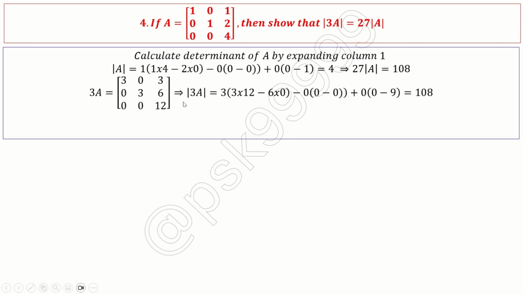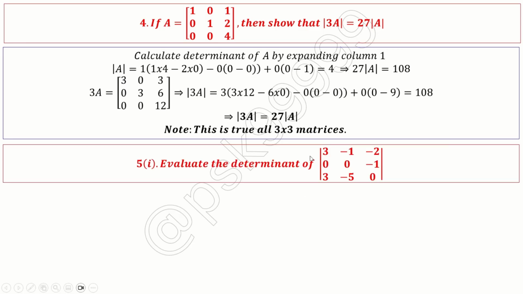3A is this value, and again by column I am finding the determinant of 3A, which is nothing but 3 times 3 into 12 minus 0, which is 108. So this is true for 3 by 3 matrices: you have to take the cube of the constant.